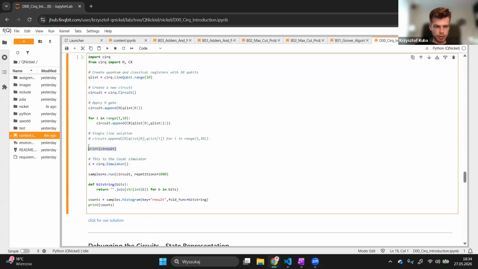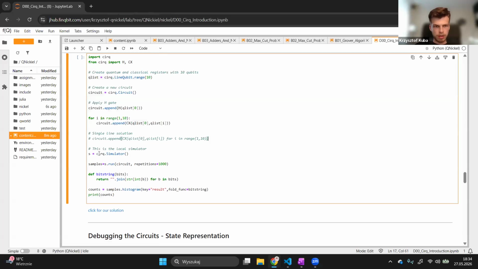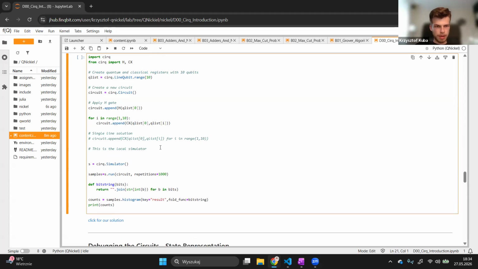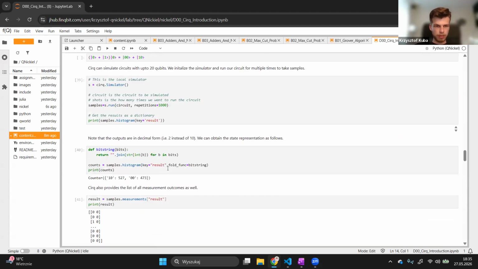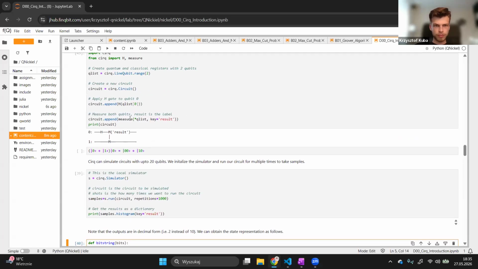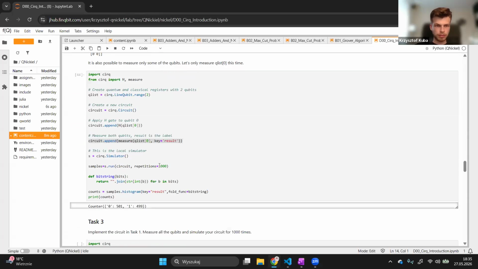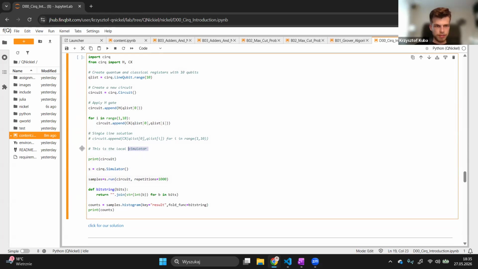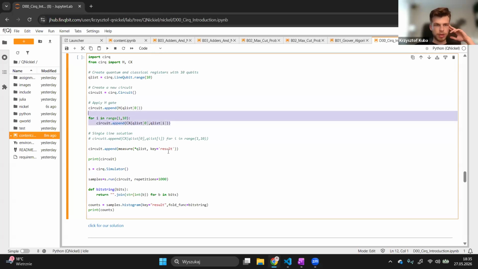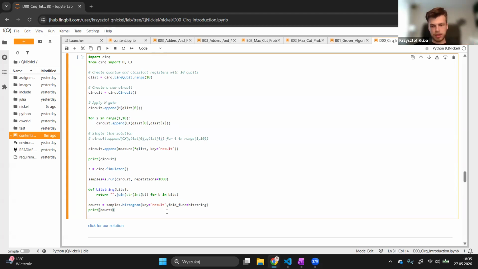I will also remove this print here and do it here. After the measurement, oh yes, we also have to measure it. So we have task 1, measurement, printing the circuit, and let's see what happens.